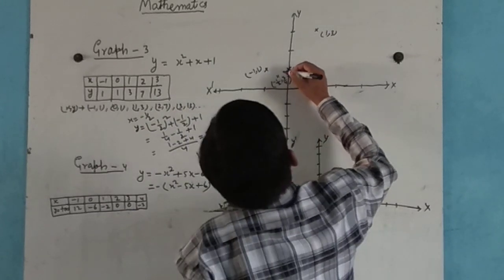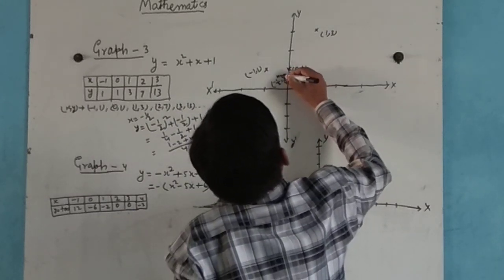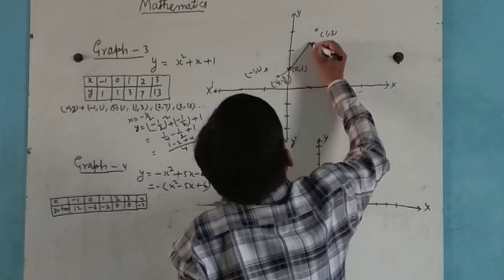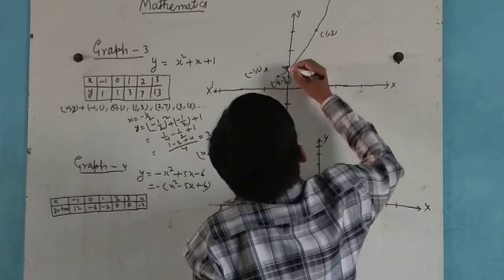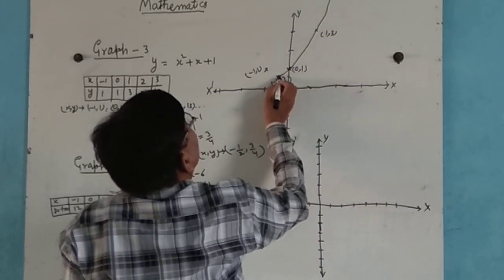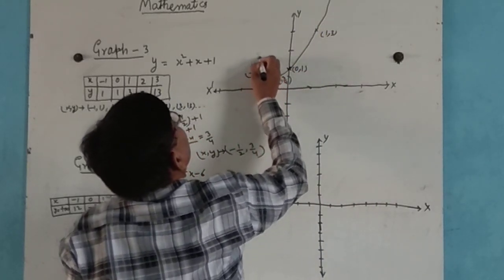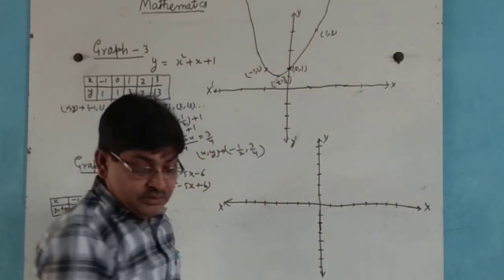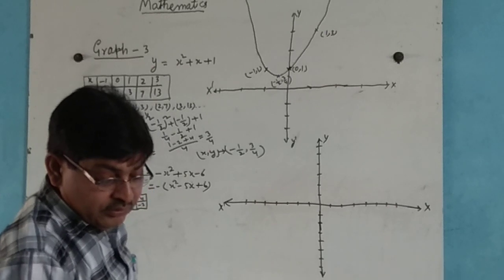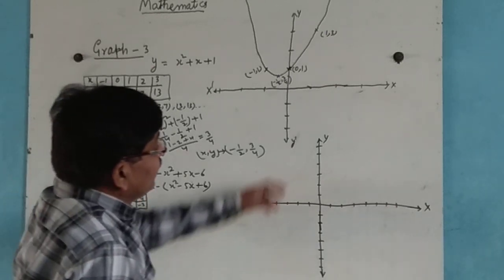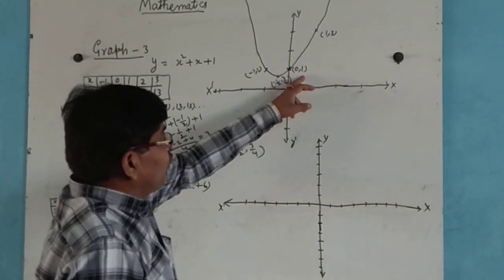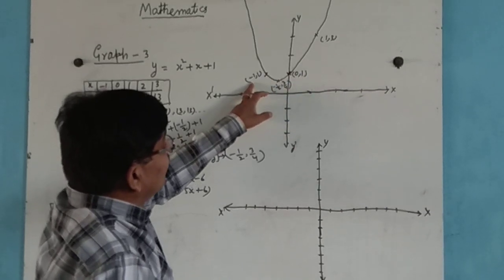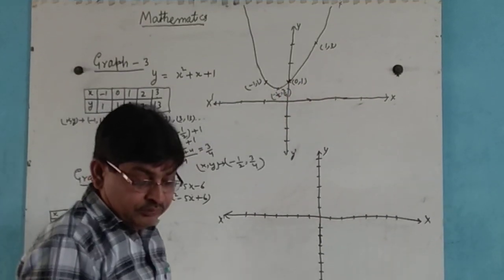It means that our graph passes through this and this. In such a type of graph, this coordinate is 0, 1 and that is -1, 1.